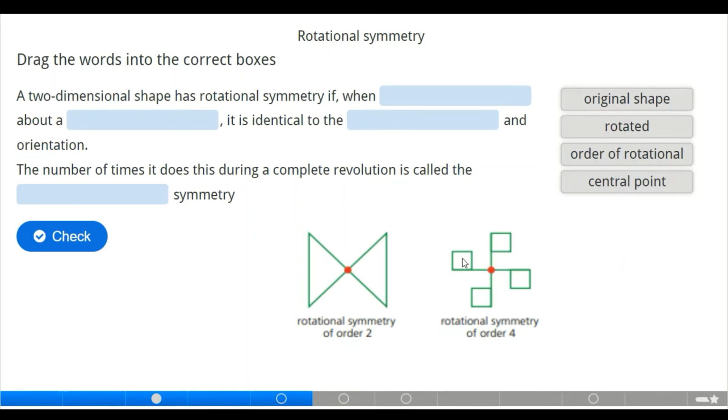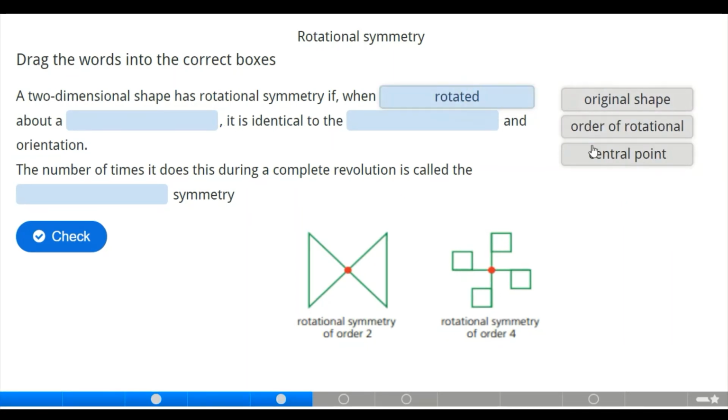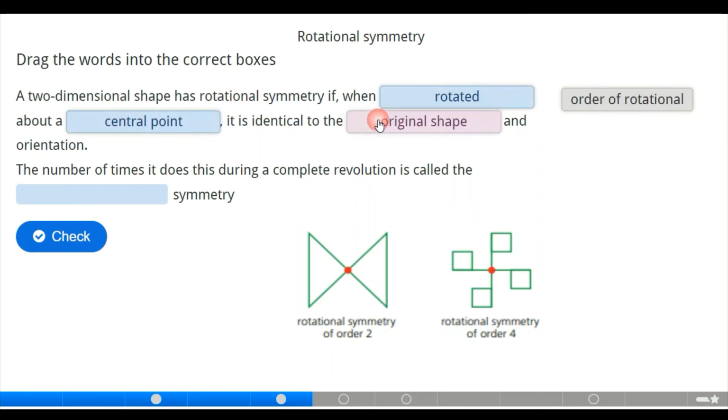So we call this set of rotations a rotational symmetry. Two-dimensional shapes have rotational symmetry if, when we rotate them about a central point, they are identical to the original shape and orientation. So after you have rotated a shape about its center, if we still have the nature of the original shape, then we call it a rotational symmetry.